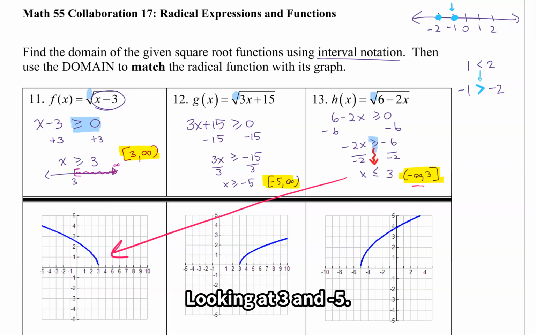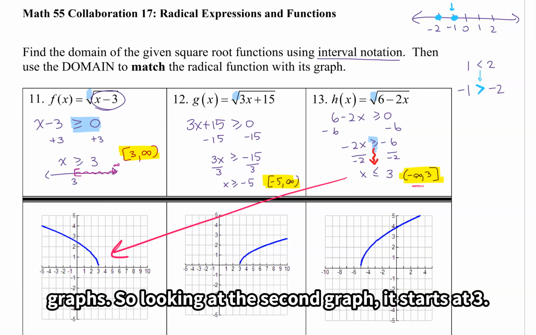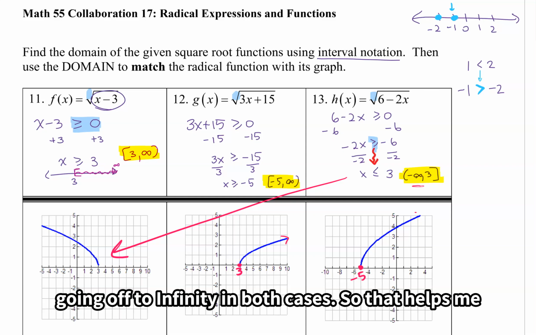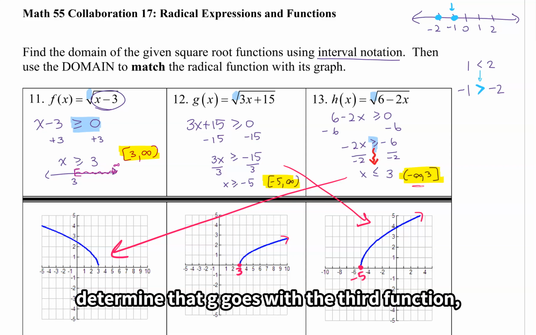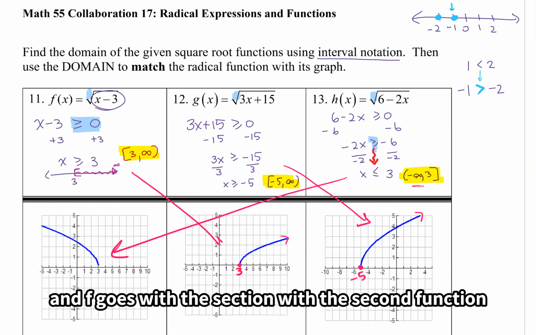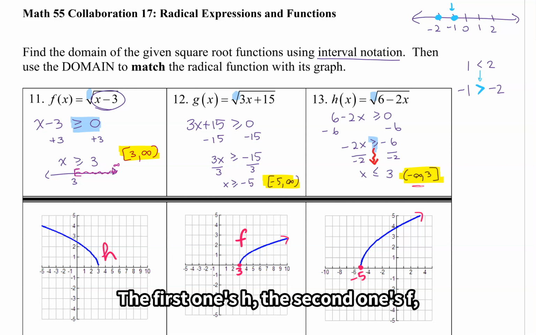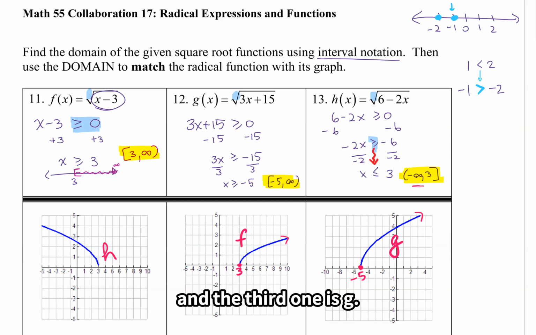Looking at 3 and -5, these are the starting places for these radical function graphs. So looking at the second graph, it starts at 3. Looking at the third graph, it starts at -5. Going off to infinity in both cases. And so that helps me determine that g goes with the third graph and f goes with the second graph. Or if we write it differently, the first one's h, the second one's f, and the third one is g.